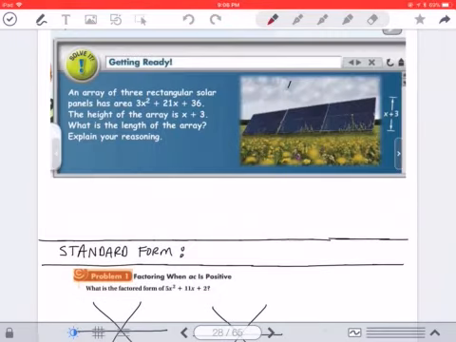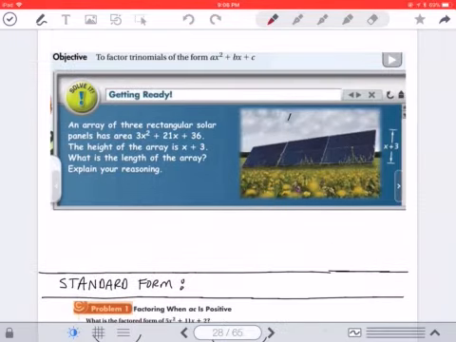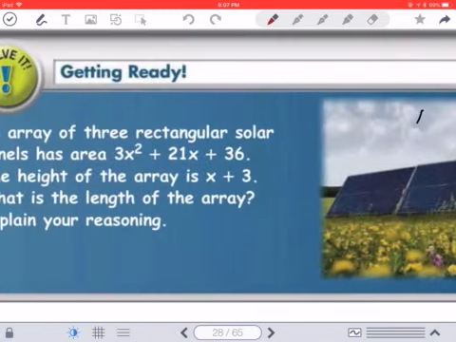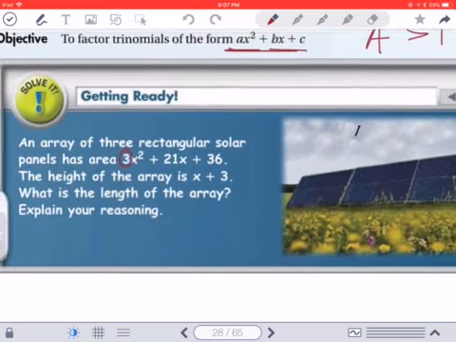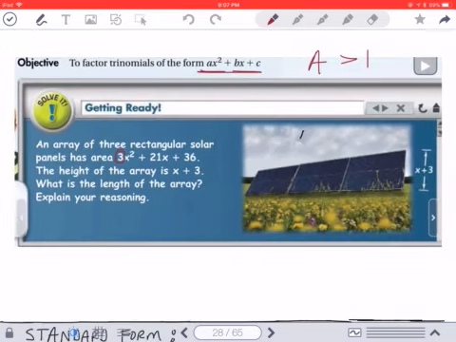All right, we are moving on to 8-6. So 8-6, it says the objective here is to factor trinomials in the form of ax squared plus bx plus c. Today we're going to be talking about where a is greater than 1. So for example, right here, a is 3. In 8-3, 8-4, 8-5, a hasn't been something other than 1. It's been just 1 the whole time.